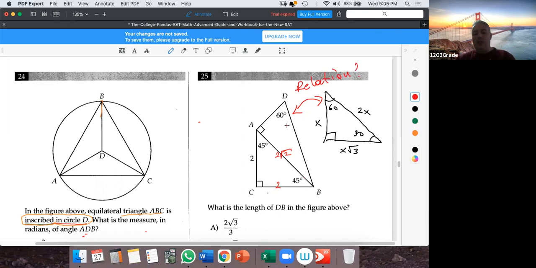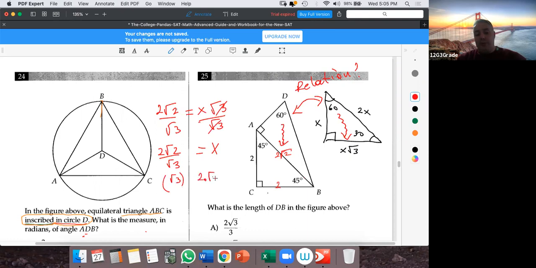So I do this. Opposite of 60 degrees is 2 root 2. So I am writing, what is opposite of 60 degrees in the formula, in this case? x root 3. So what is only x? Division by root 3, division by root 3. So only x is 2 root 2 over root 3. And then if I multiply by root 3, it will be 2 times root 3 over root 3 times root 3, which is 2 root 6 divided by 3.